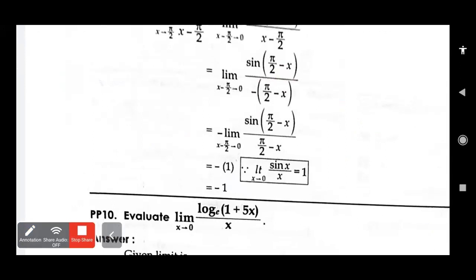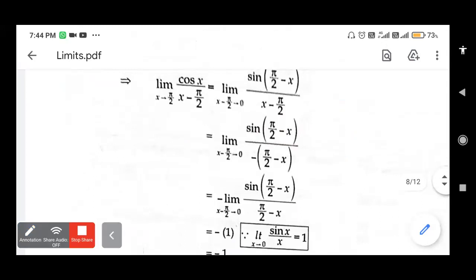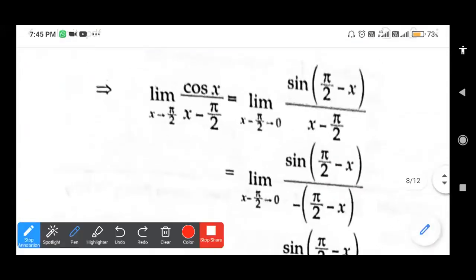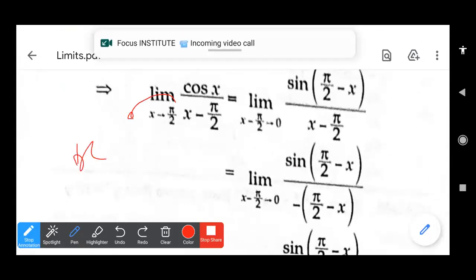Now, on the limit side, we are sending this pi to that side. So, x minus pi by 2. All right.